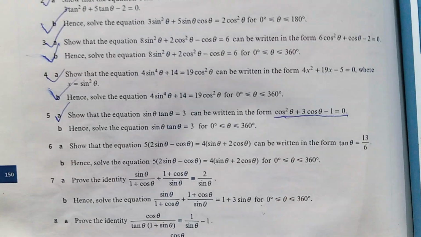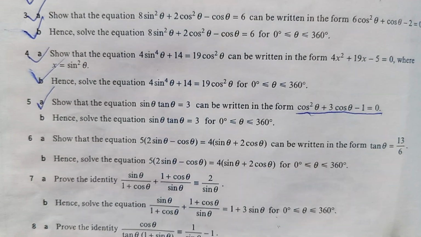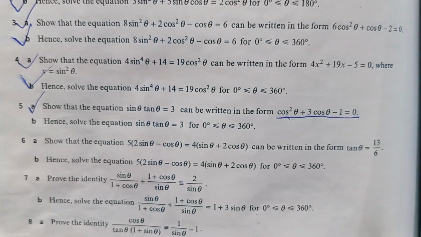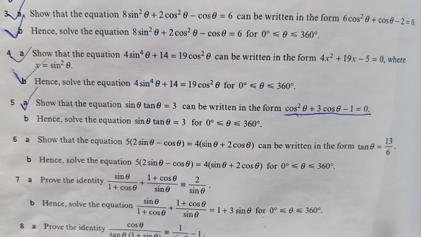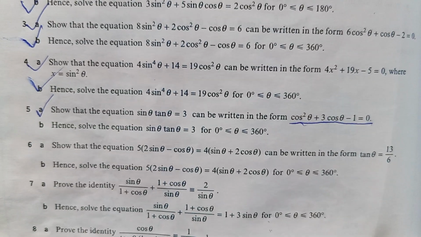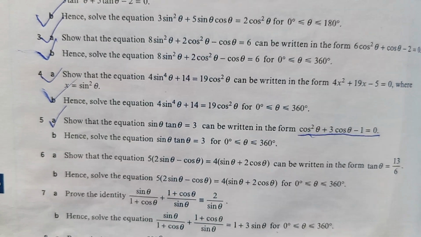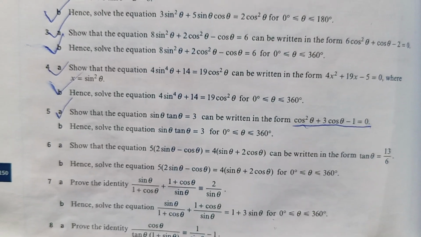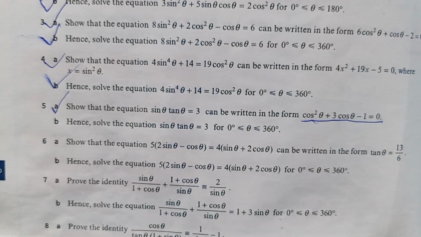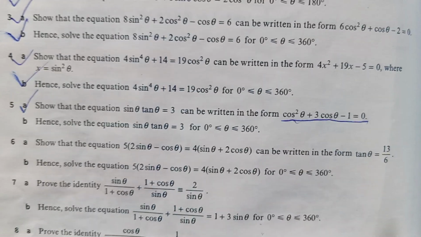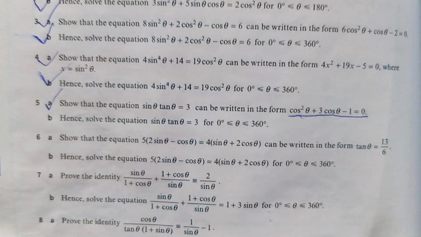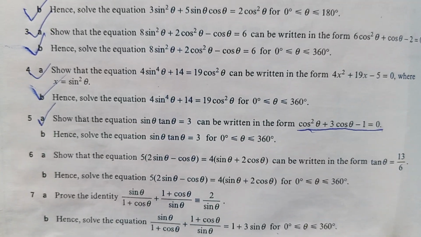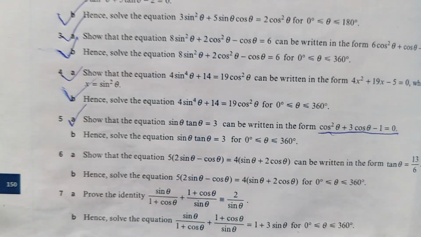So my dear students, now we are going to attempt the question number 4 of the exercise 5H. This is our first episode on this exercise. Question number 4, he says, show that the equation 4 sine raised to power 4 theta plus 14 equals to 19 cos square theta can be written in the form of 4x square plus 19x minus 5 equals to 0, where x is equals to sine square theta. Hence, B part is hence solve the equation 4 sine 4 theta plus 14 equals to 19 cos square theta for theta 0 to 360.